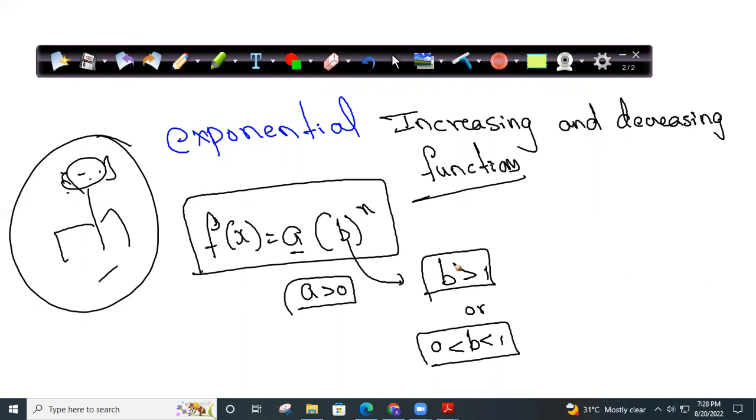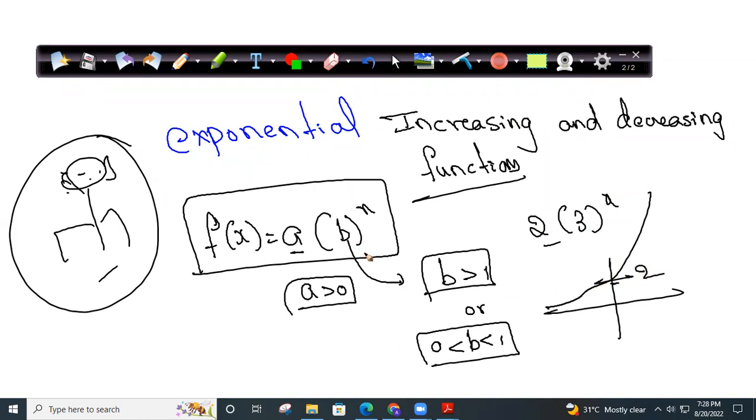If b is greater than 1, for example 2 times 3 to the power x, if you try to draw this graph, the y-intercept is 2, so it is like this. It is an exponentially increasing function. If the value of b is greater than 1, it is an exponentially increasing function. If the value of b lies between 0 and 1, suppose my function f of x is 2 times 1/3 to the power of x.